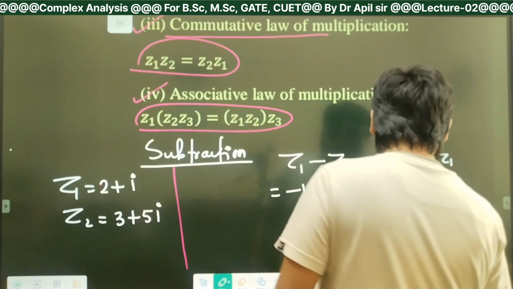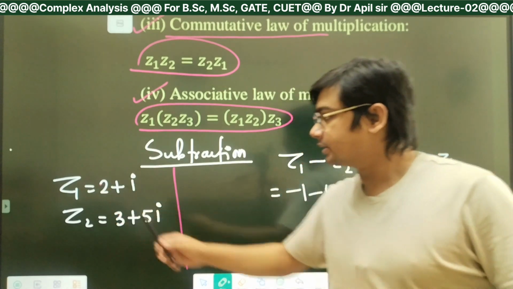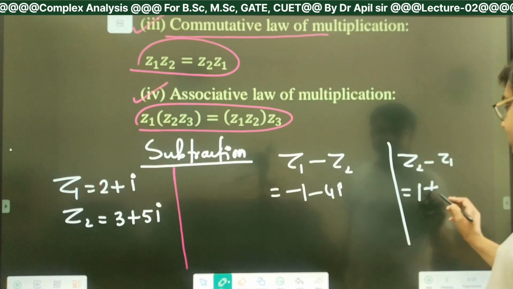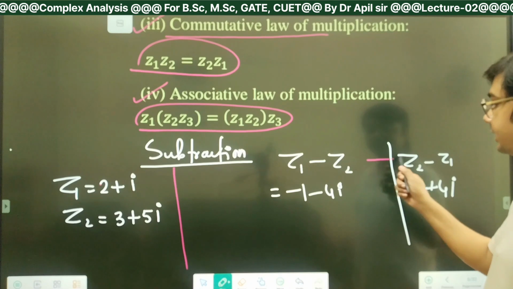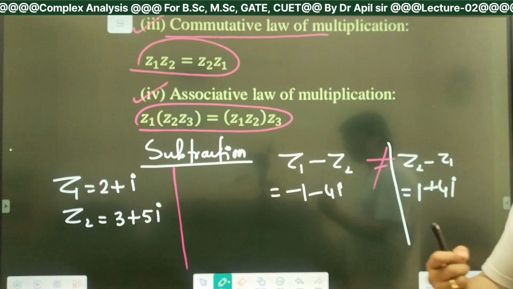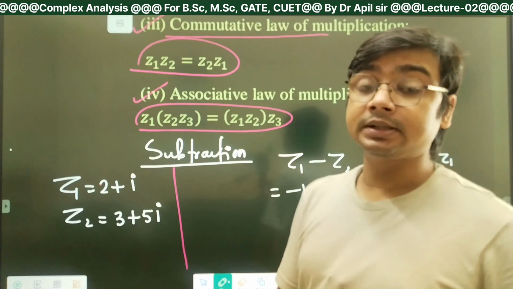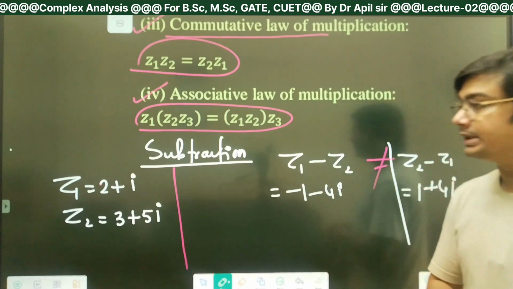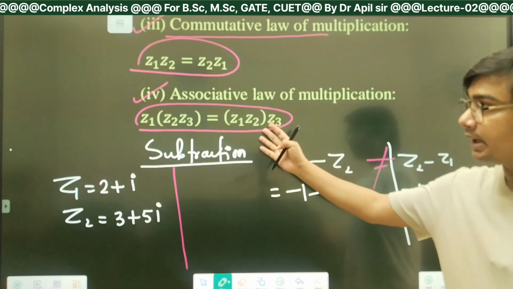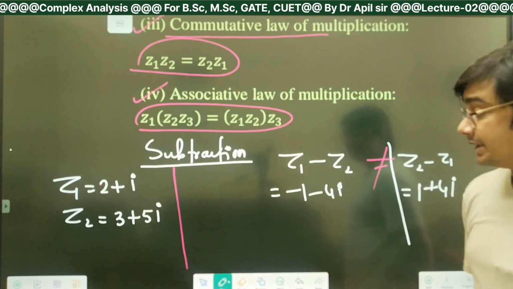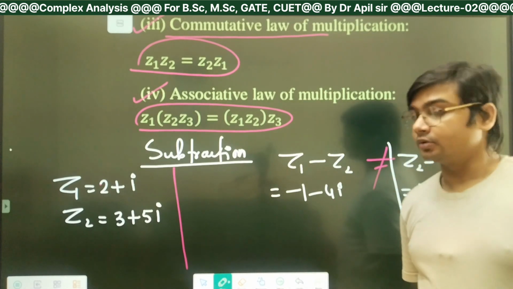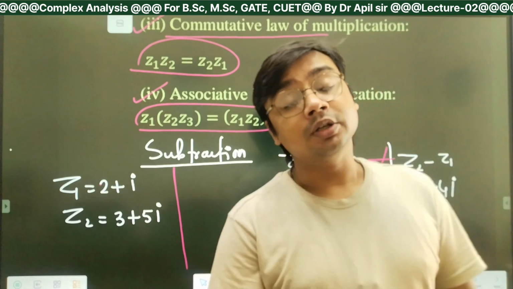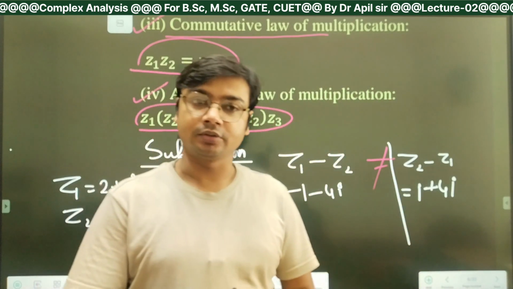But what will be Z2 minus Z1? That means 3 minus 2, this is 1. 5i minus i will be 4i. Now you check whether they are equal. No. That means in case of subtraction, the set of complex numbers does not satisfy the commutative property, right? So similarly, we can easily verify that the associative property with respect to subtraction does not hold here, right? That means the associative property is not satisfied with respect to subtraction also.